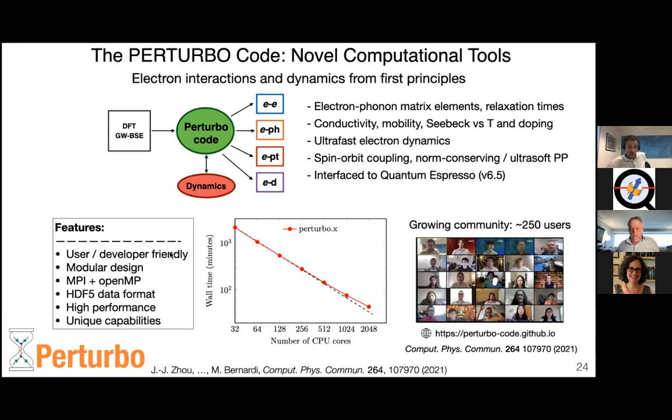We believe the users are liking the fact that this code is particularly user-friendly. It's also highly modular, so it's easy to add a new piece of physics on top of the existing tools. It's currently parallelized using MPI plus OpenMP, and so it scales favorably up to tens of thousands of cores. So we've been using it routinely in large clusters and supercomputers.